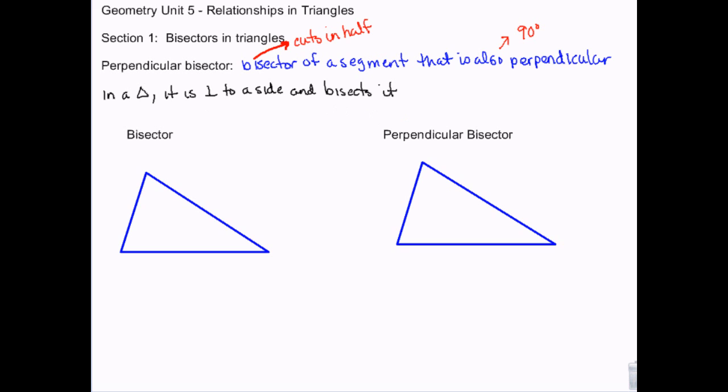Now, we can have two different kinds of bisectors in a triangle. We can have just any kind of a general bisector that comes through and bisects the side. Or we can have a very specific bisector that comes through and is perpendicular. With a perpendicular bisector, you get two situations. Each side of the bisector is equal, and you have that 90-degree angle.